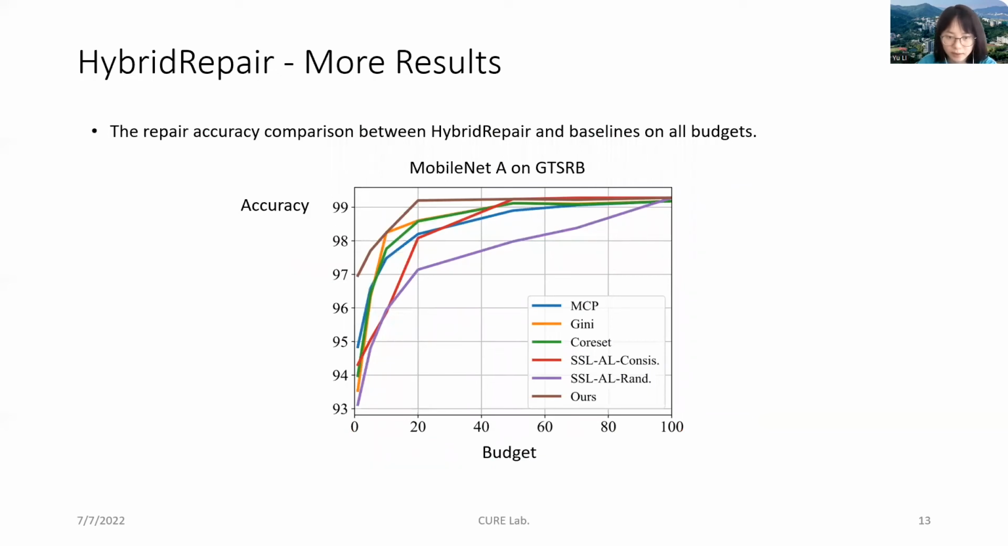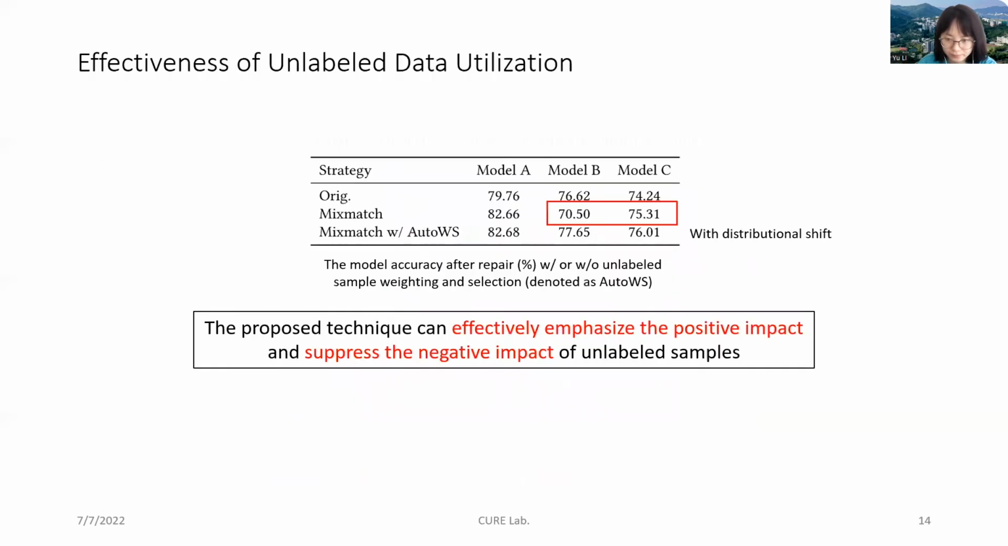There are more results about this. HybridRepair can consistently outperform other methods in all budgets. We show that when only using the unlabeled data for repair, MixMatch can hurt the model performance when there is a distributional shift. In contrast, our method can effectively emphasize the positive impact and suppress the negative impact of the unlabeled samples.